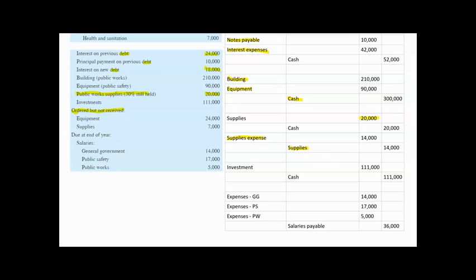Okay, and then at the end of the year, there are salaries, which means those are unpaid salaries, and we need to record them as salaries payable. At the same time, we debit expense. So we debit salary expense for general government 14,000, and salary expense for public safety and salary expense for public works, and in total that is 36,000 salaries payable. Alright, so that's all the journal entries related to the information in this table.